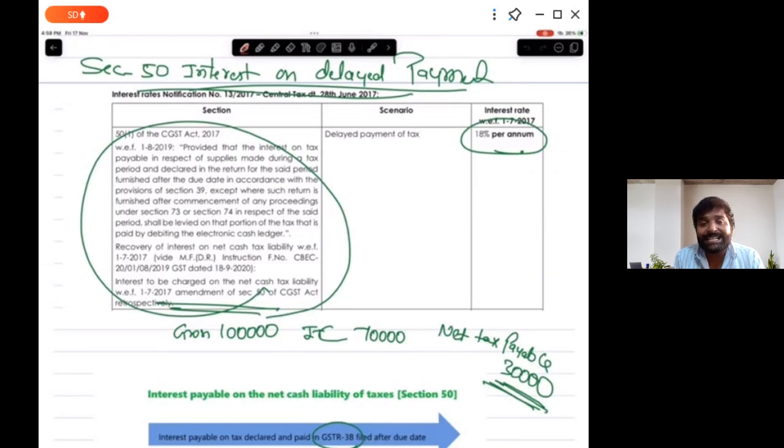अगर आप आईटीसी के ऊपर इंटरेस्ट पे कर रहे हो because you have claimed and utilized wrong ITC, then the rate of interest is always 18%. But interest कब से लगेगा, that is very important. There is an amendment in this. Interest will be applicable not from the date of ITC claim. Interest will be applicable from the date of ITC utilization.